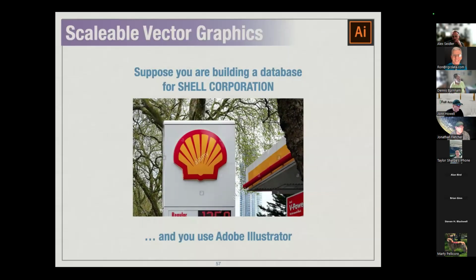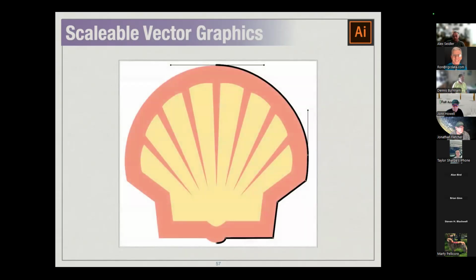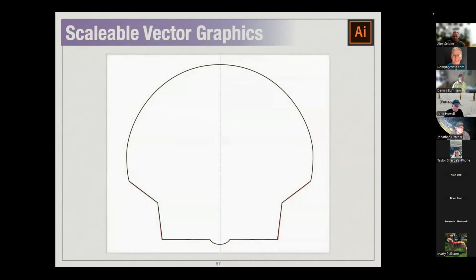This is an example of what you would do if you were building a database for Shell and you wanted their logo to be used on buttons. In Illustrator, what you would do first is you would create the image, and then you would define things like the outline that goes around it.